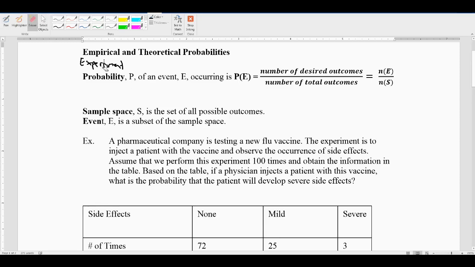For probability, anytime you see me write the letter P, capital P, in this chapter or in these videos, that refers to probability. The event that we're looking for is E, the event that we're going to find the probability of. So if you ever see this notation, this is the probability of event E. And this little formula that I made actually works for both empirical and theoretical probabilities. The easiest way to think of it is the desired divided by the total.